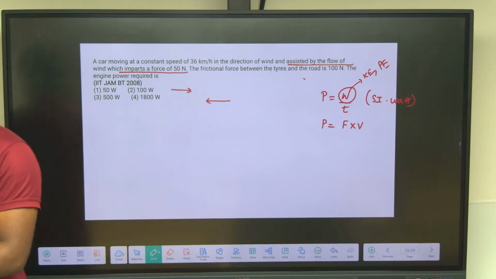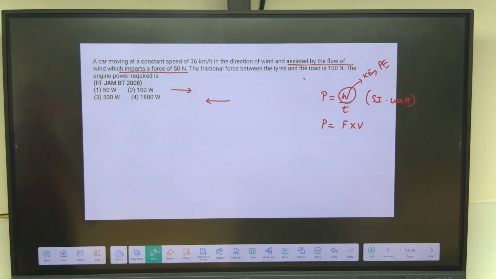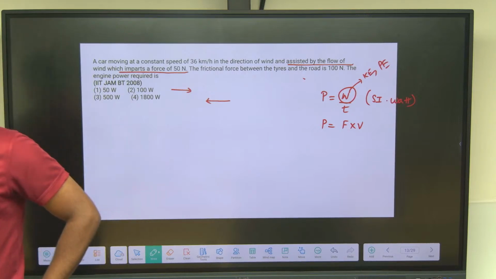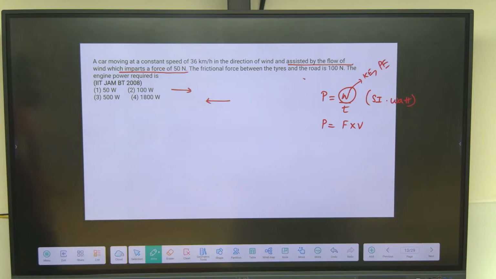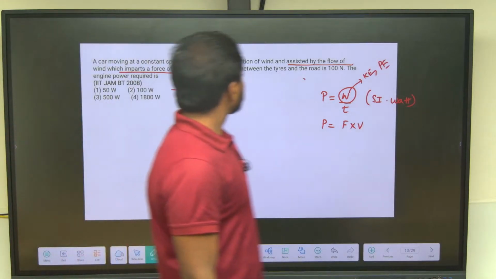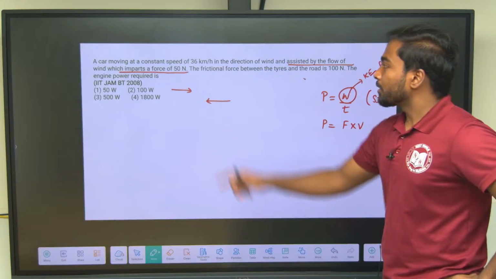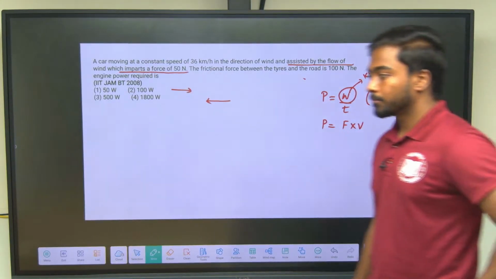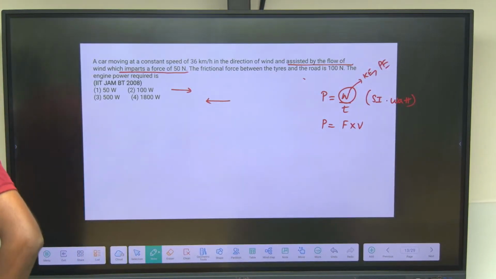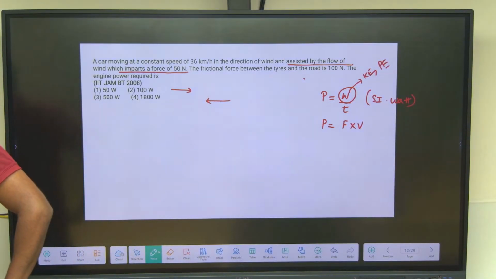So can you take F into V? Try and give, we'll see. So now three forces are acting. Yes, obviously three forces will be there. One is the car's. Kinetic energy. Another one is the friction on the road. And the other one is the wind, assisting. I can write kinetic energy is half into mass. What is the mass given?